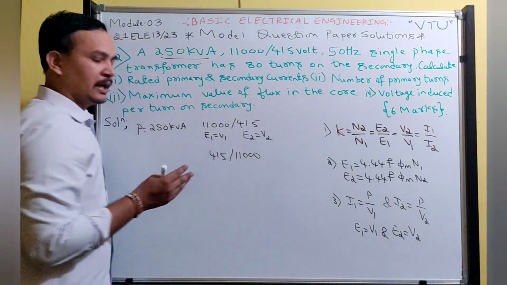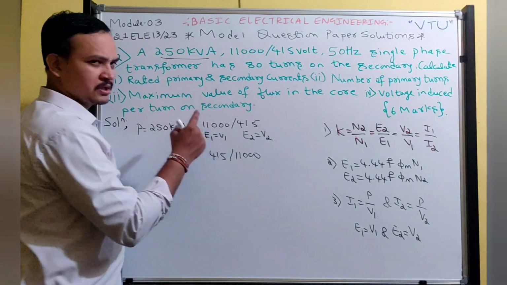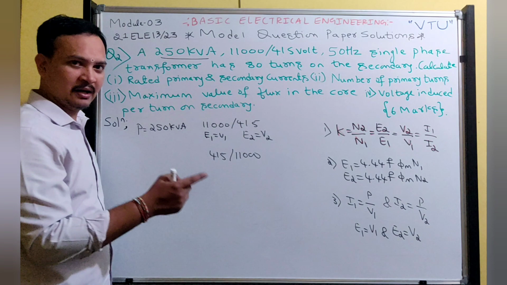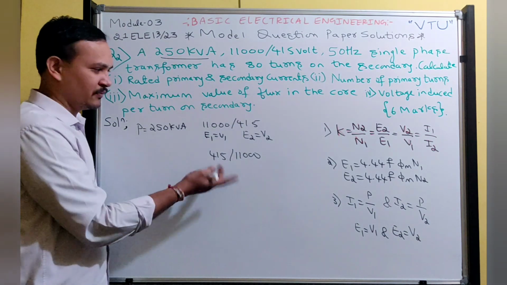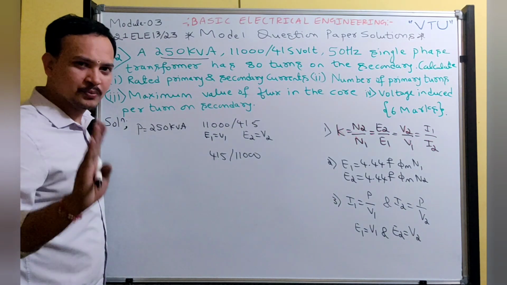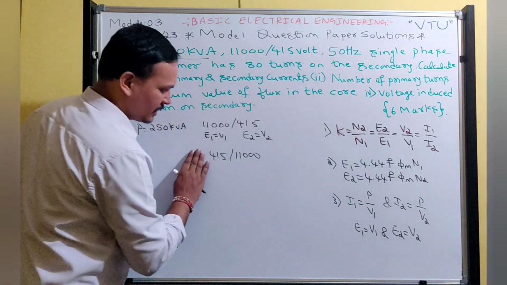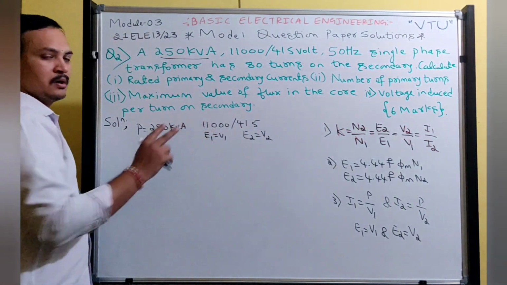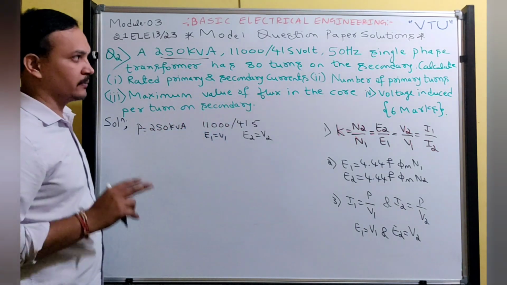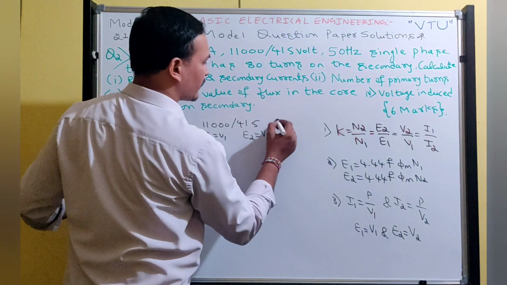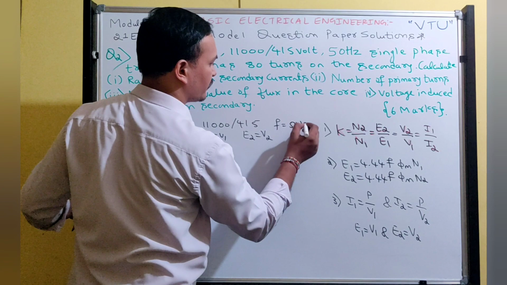Okay? 11,000 is primary, 415 is secondary. In the question paper, if they come like this and you interchange, then you are going to lose marks. First one is always primary, second one is always secondary. Got it? This concept you must remember. And they have given the frequency. How much? 50 Hertz.